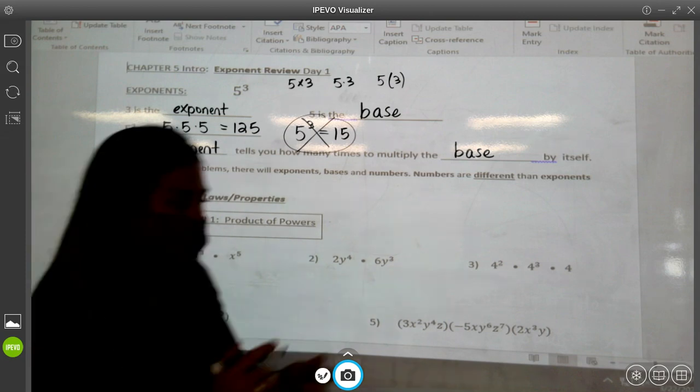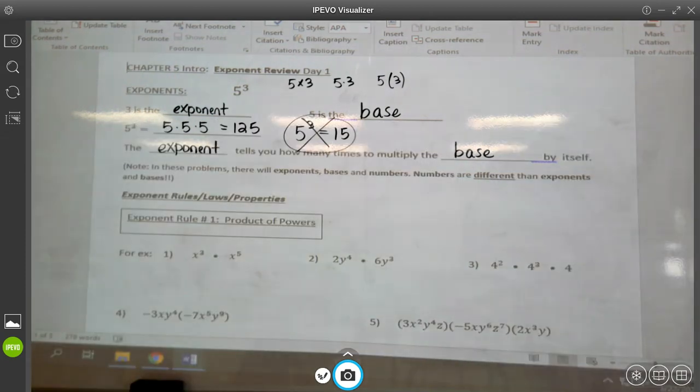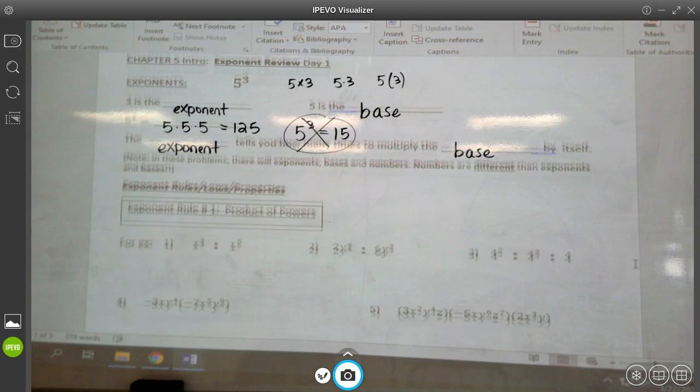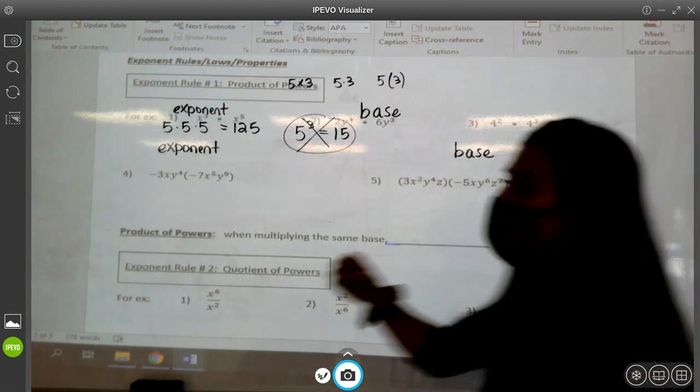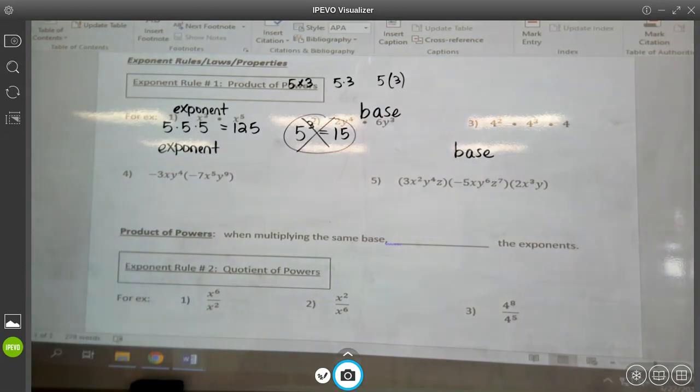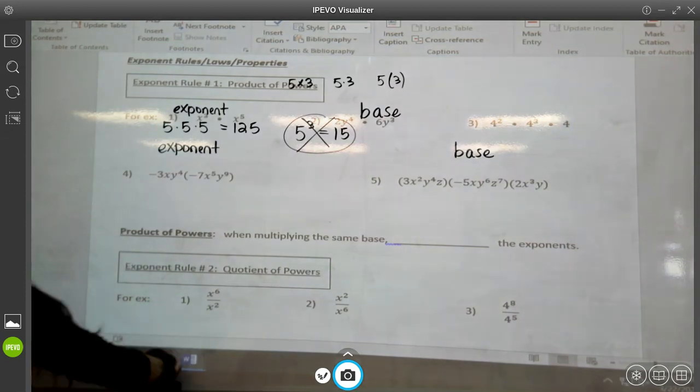All right, here we go. Let's do rule number 1. And guys, I apologize. I am going to drag this out a little bit. I am going to make us develop the rule first, see where it comes from, and then we'll use it.